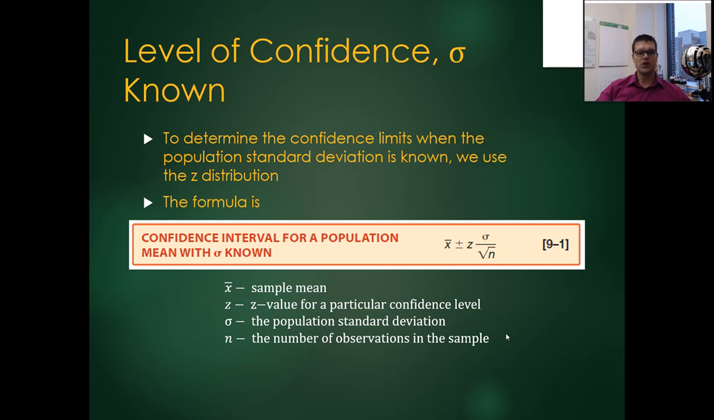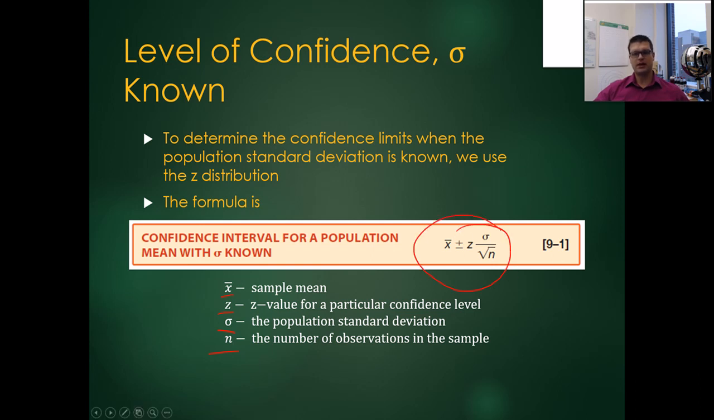Okay, so in order to calculate the confidence interval for a population mean with the population standard deviation known, we need the sample mean, which is X bar. Okay, then we also need the Z score, or the Z value, for the particular confidence level that we want. We need the population standard deviation and the number of observations in the sample.